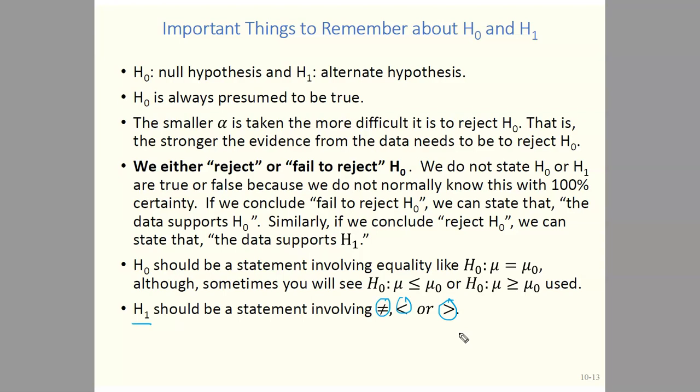And that concludes our discussion about the background information needed to perform hypothesis testing. Now, in the next video, we're going to take a look at a few examples.